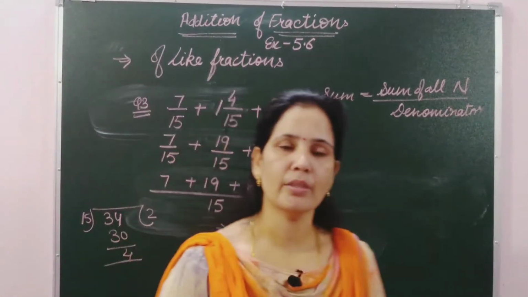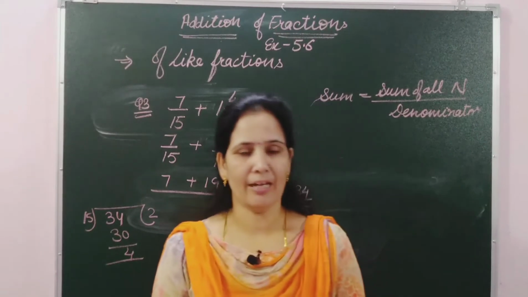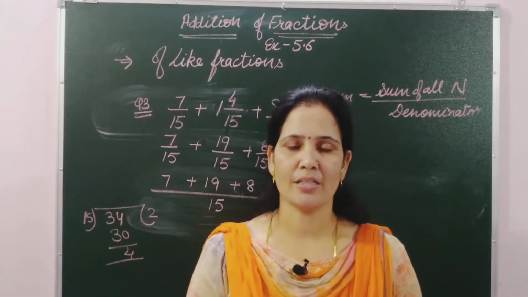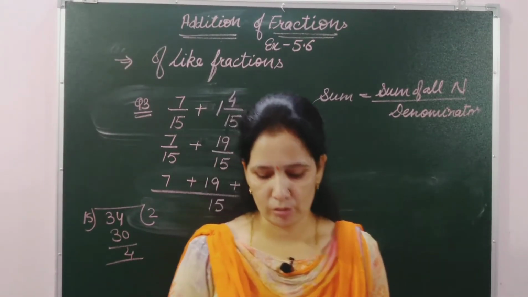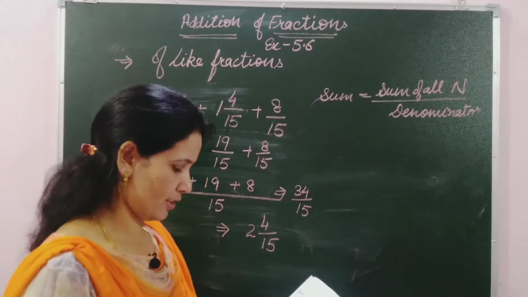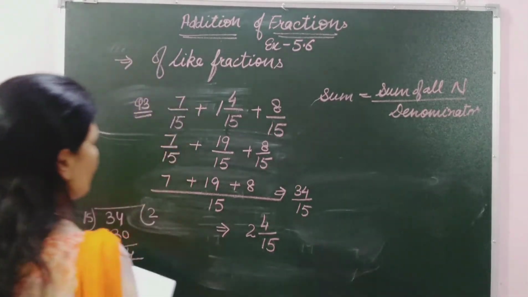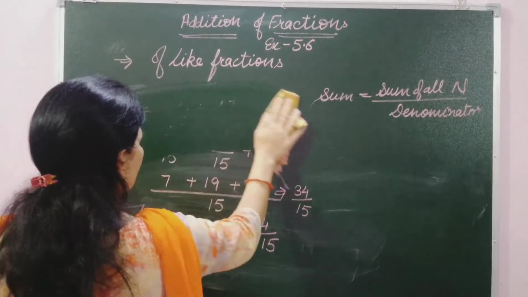This is our question number 3. Okay, now move to question number 4. In question number 4, they have given two fractions whose sum we have to find out, but this time they have given unlike fractions. Okay, and we have to find the addition of these unlike fractions. So how? Let's see.